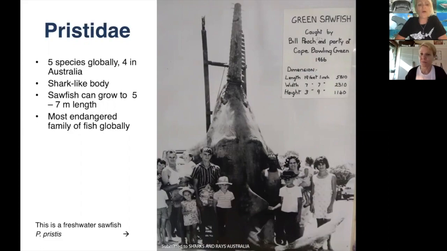And if you could, just to kind of finish up, if there was one thing you wish everyone knew about sawfish, what would you say? What do you want people to know about these animals? I think it's that one thing: to release them alive and to not cut the saw off.